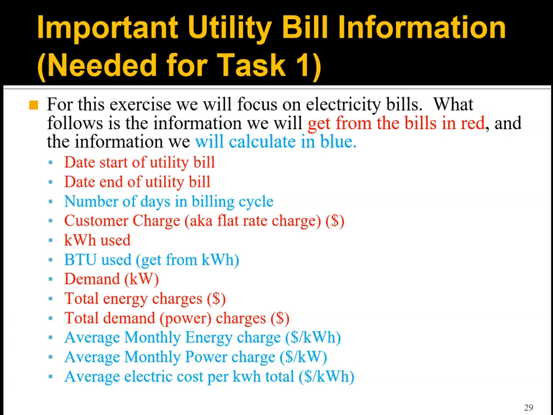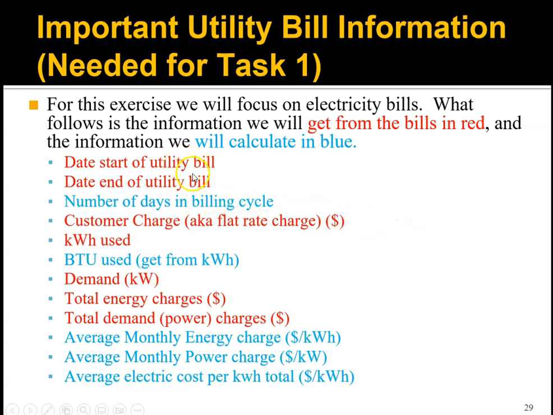This one is focused specifically on elements that we'll need for task 1. Keep in mind that there are many other elements, especially on commercial utility bills, but we will go over these because they will help you with task 1. As you can see, we have color coding here, red and blue. The red items are ones that you get directly from the bill, and the blue items are ones you calculate based on the red items. We're going to go over all of these one by one.